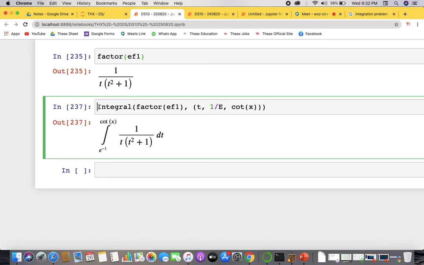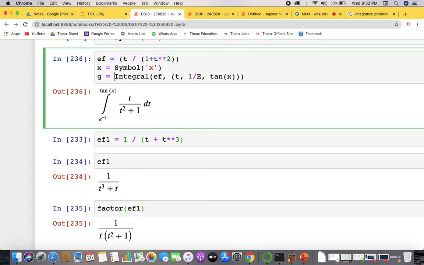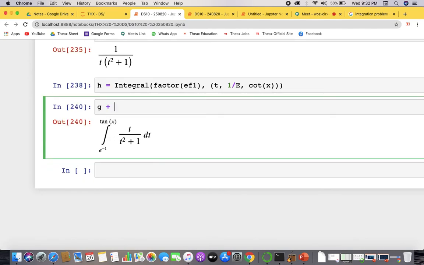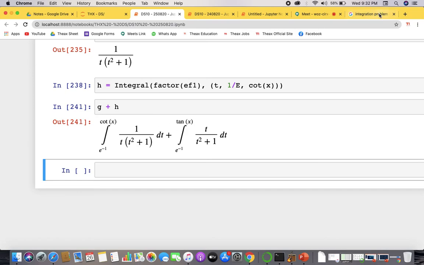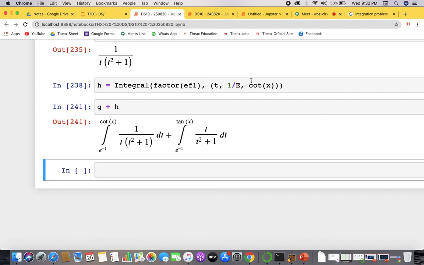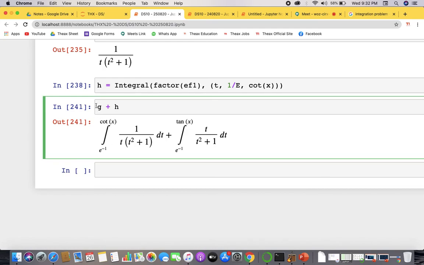Okay, so this is my h and this is my g, and let's see my g and h. G plus h. Done. So writing up the equation is only taking the time. So e of minus 1 till the tan x, and just see if it is correct or not. 1 plus t square, t by 1 plus t square of dt, 1 by e to the tan x, and 1 plus t square. Cool. So this is the equation to be integrated.